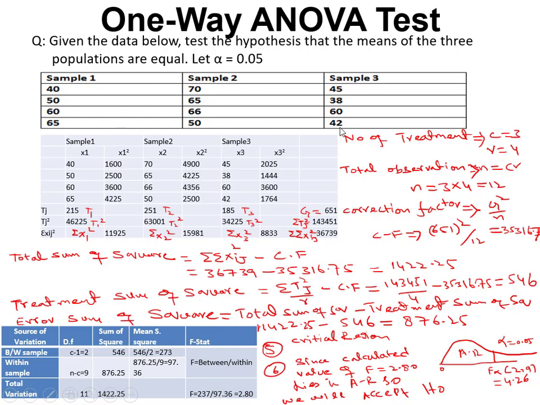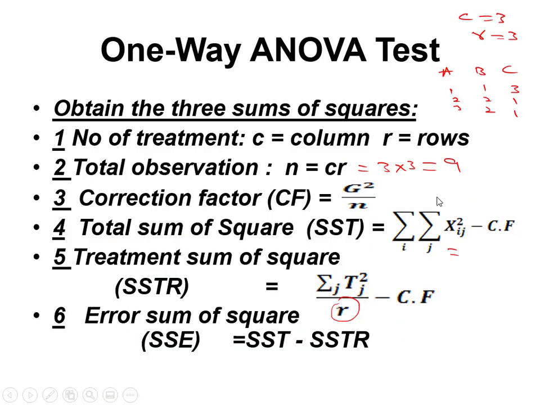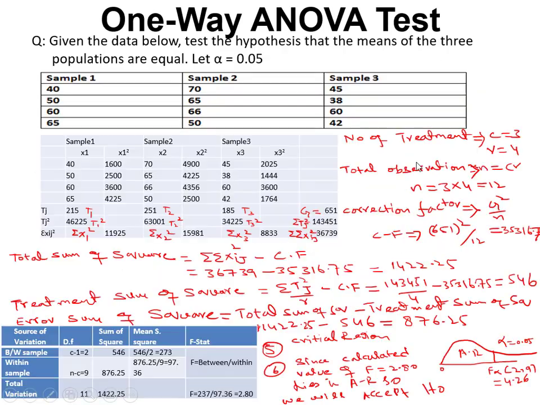So C is equal to 3, column 3. And how many observations in a row? In this, we take one observation: 1, 2, 3, 4. Similarly, in this, 1, 2, 3, 4. So we have 4 rows because we took 4 observations for each sample. So R is equal to 4. So the total observation formula, from the previous slide, was C times R. So 3 times 4 is equal to 12.